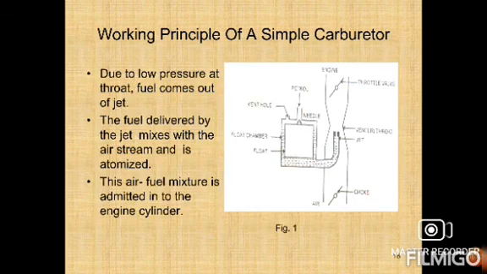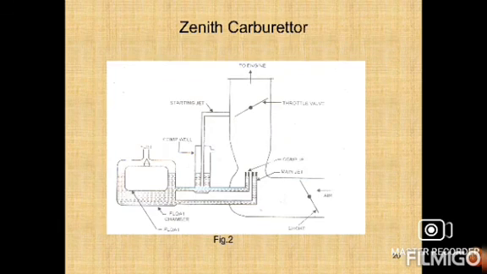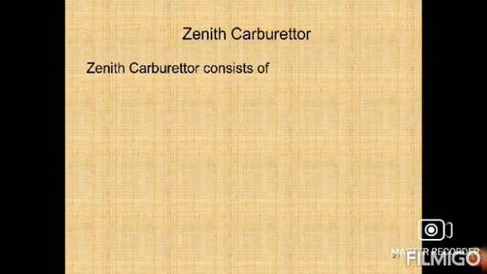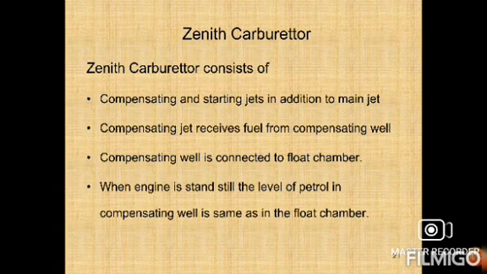We have already discussed this, and we have one more carburetor whose function will be the same, but the working is different. We have one more carburetor, the Zenith carburetor. The Zenith carburetor consists of compensating and starting jets in addition to the main jet. The compensating jet receives fuel from the compensating well. The compensating well is connected to the float chamber. When the engine is standing still, the level of petrol in the compensating well is the same as in the float chamber.